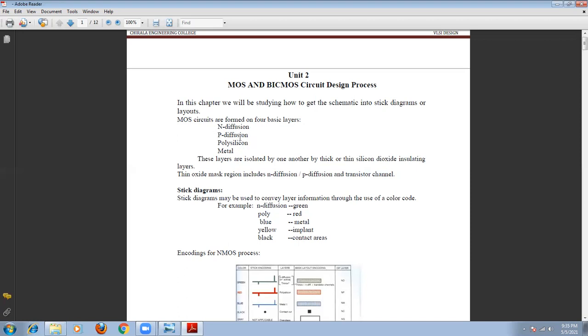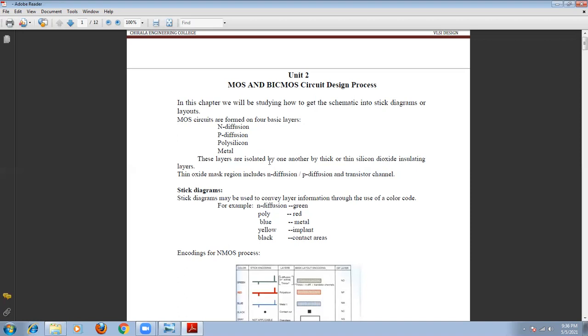Okay. N diffusion, P diffusion, no problem. Polysilicon is also common. But for the metal, we have different types of metals, depending upon the type of technology we are going to use. We use metal 1, metal 2, and metal 3 also. But in case of NMOS technology, you can use only metal 1. In case of CMOS technology, you can use metal 1 and metal 2. And for the polysilicon also, we are going to use different types, polysilicon 1 and polysilicon 2. In the BiCMOS technology, we are going to use polysilicon 2 also.